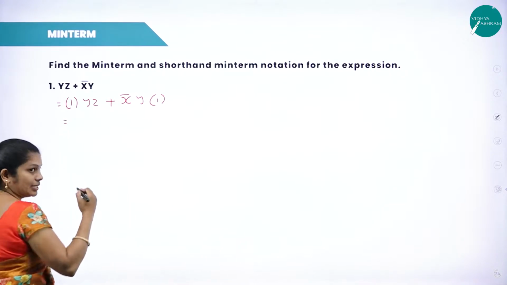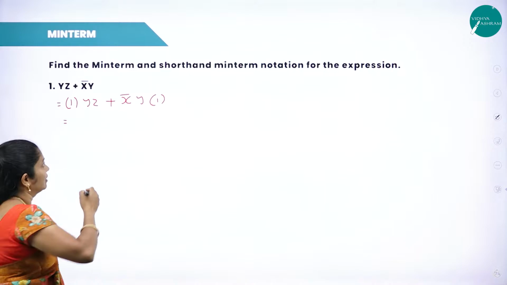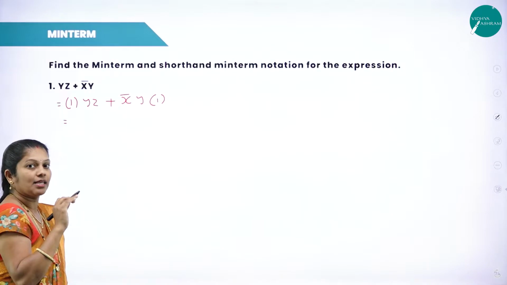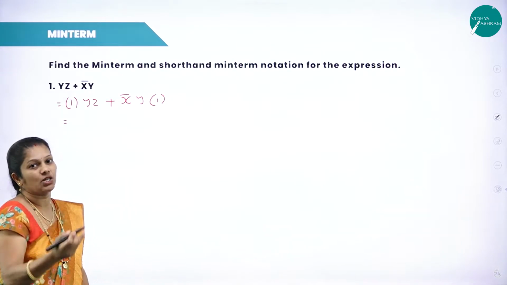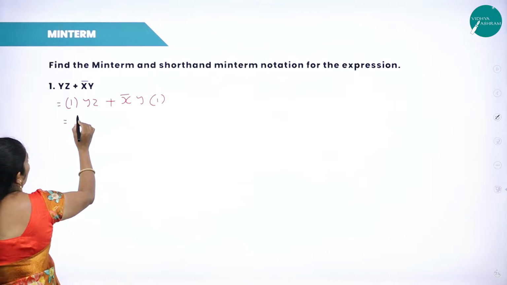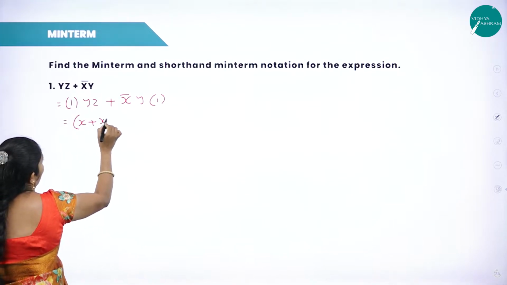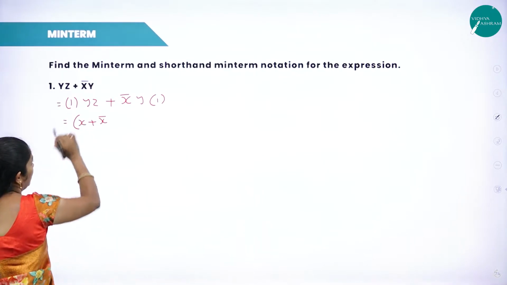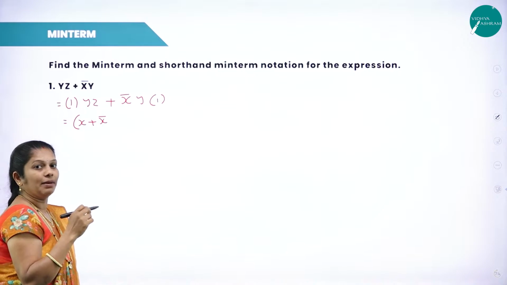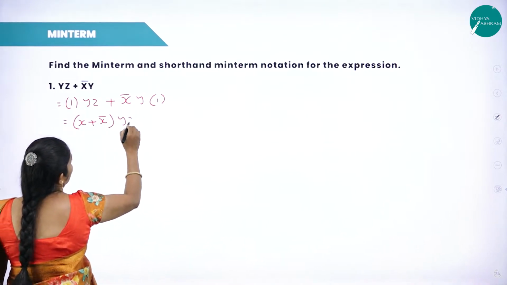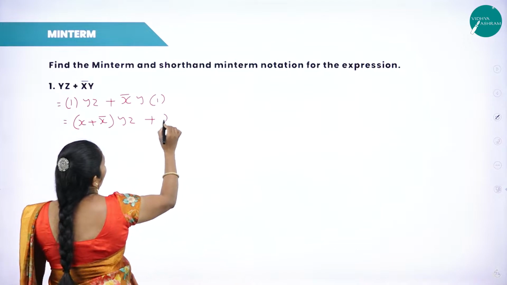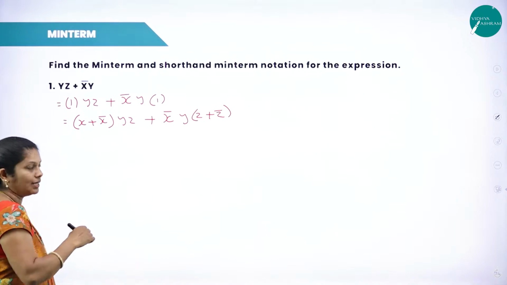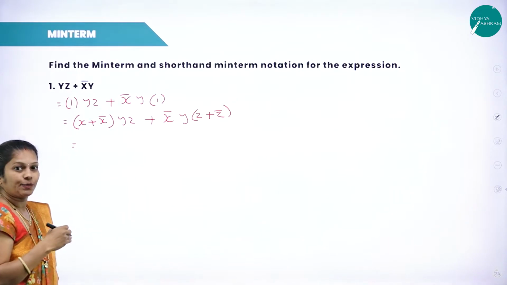Now, I have to substitute the missing variable. In the first part the missing variable is x, whereas in the second part the missing variable is z. Substitute the missing variable plus the missing variable complement. In place of 1, I can write x plus x bar. X plus x bar is the complementarity law statement. In place of 1, I can substitute x plus x bar into yz, whereas here x bar y times z plus z bar. Now is it clear? Next, expand the expression.